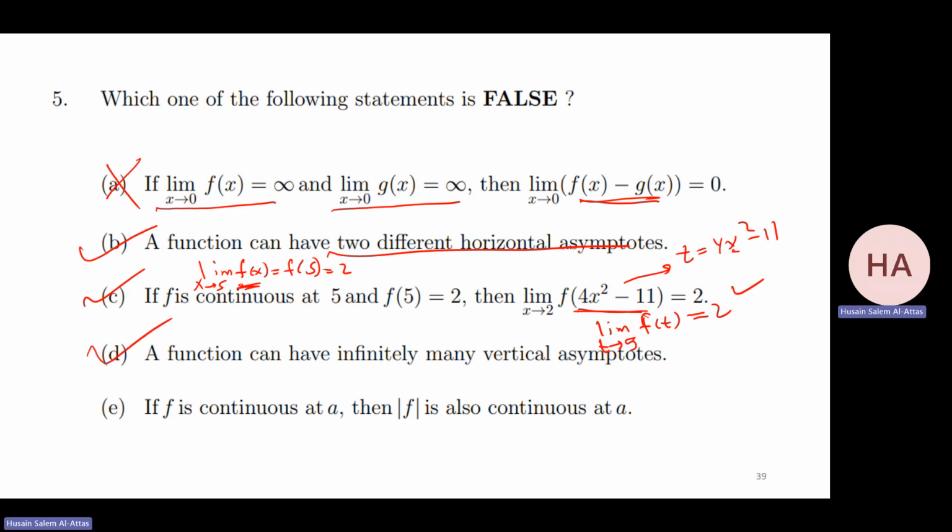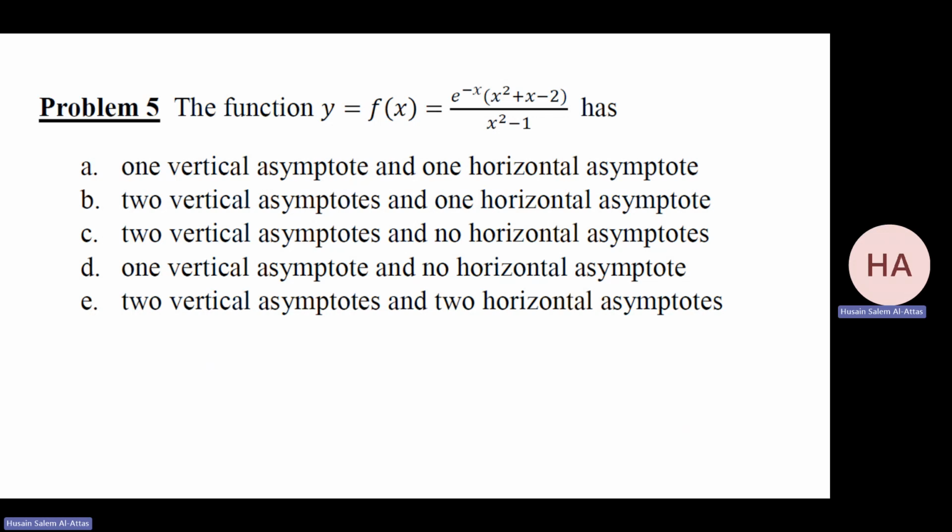If it's continuous, then absolute value is also continuous. Yeah, because absolute value will do nothing. If the function is doing something like this, going up, going down, what will the absolute value do to the continuity? Just make this part positive. This part will be positive. So it will not change the continuity. So this will be continuous. It will be correct.